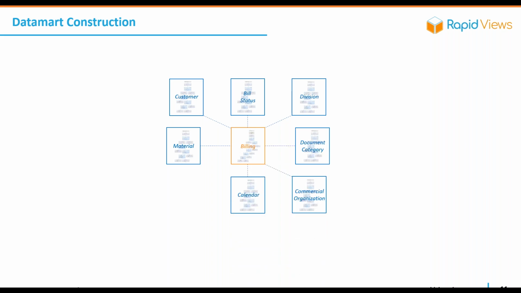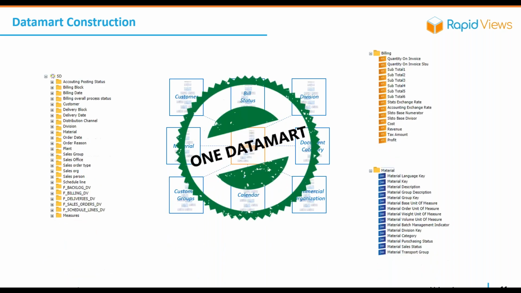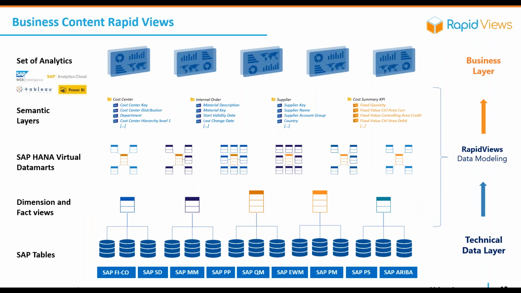So we build this concept of predefined data mart. And on the top of a data mart, we rename all the different fields. So we build a very strong semantic layer. And it's what we did for the core SAP module, FICO, SD, MM, PP, QM, EWM, PM, PS, and Ariba. All these dimension and fact views, all these data mart, all these semantic layers, and we provide samples of report.